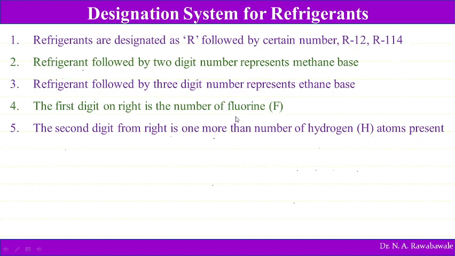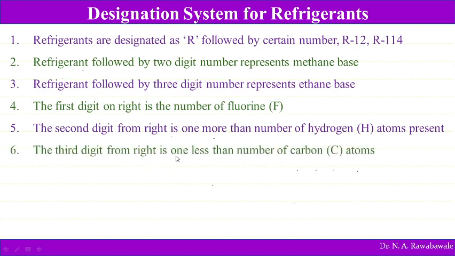So the first digit is fluorine, the second digit is 1 more than hydrogen, and the third digit from the right is 1 less than the number of carbon atoms. If there are 2 carbons, then 2 minus 1 is 1, that is R114. If carbon is only 1, then 1 minus 1 becomes 0. When the third digit is 0, it is omitted. So this is how the refrigerants are designated.